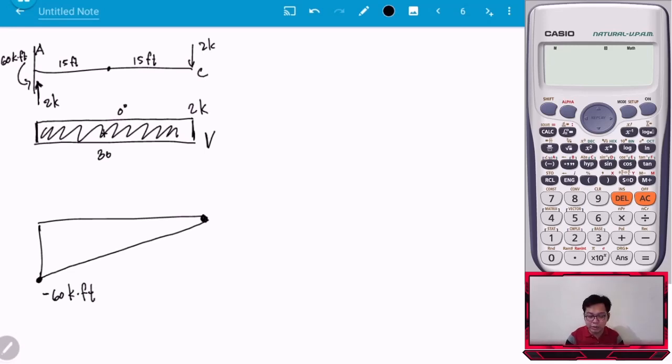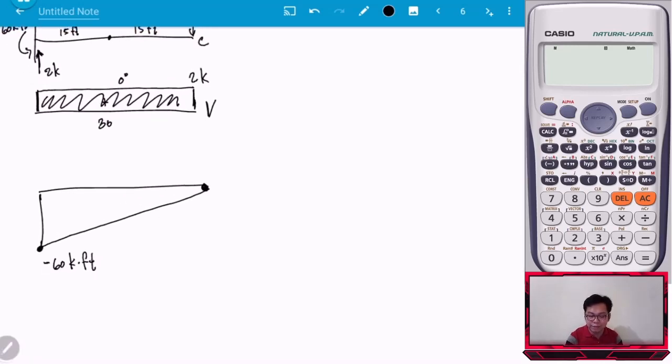So, agree kayo sa moment diagram natin? So, moment diagram natin is actually negative. So, negative yung moment natin. So, yan lang, guys. Now, let's try to check. Tapos na tayo, di ba? Tapos na yung prerequisite. Draw the moment diagram.